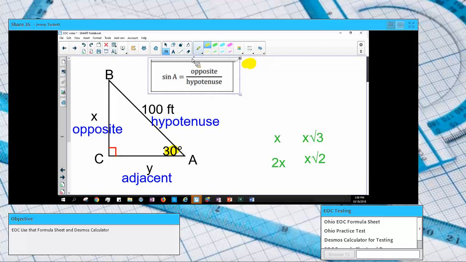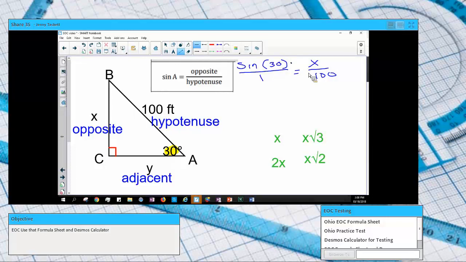Sine of 30 all over 1 equals the opposite, my unknown, all over 100. You should understand cross multiply and divide. So again, this is just part of the setup of this problem. And I get 100 times sine 30. And when I put that into a calculator, it's going to give me x.